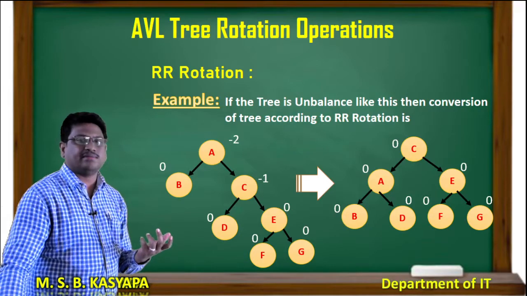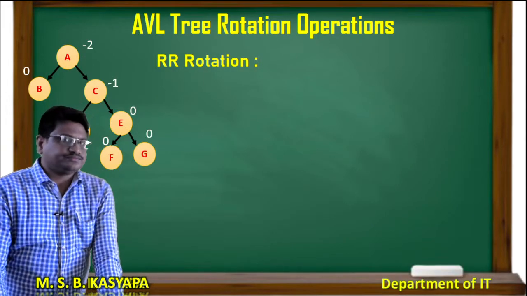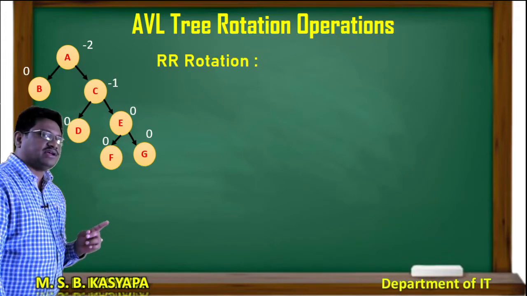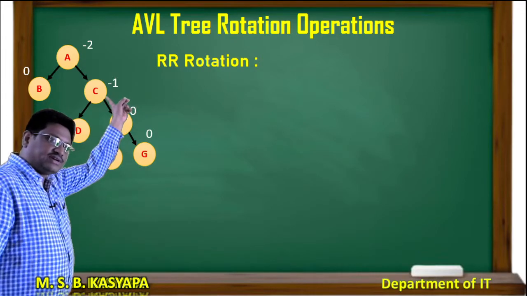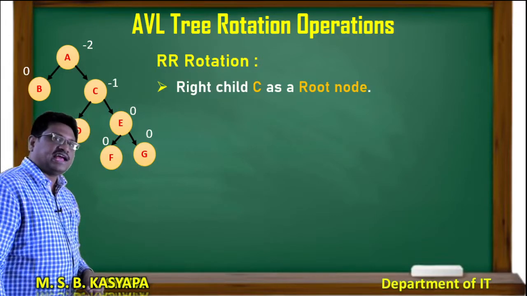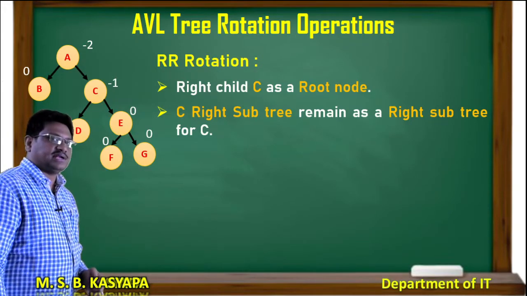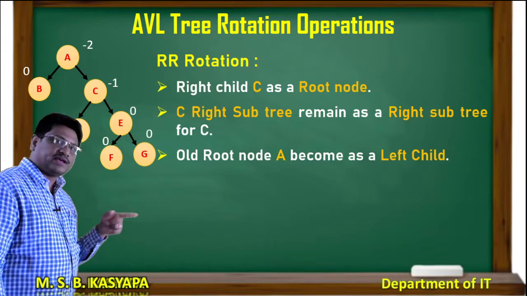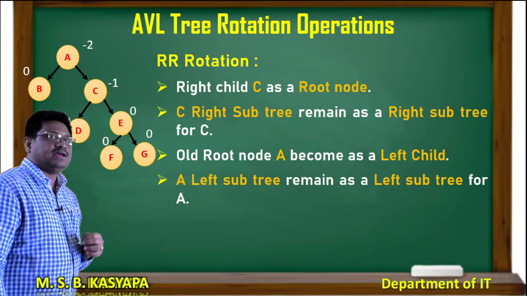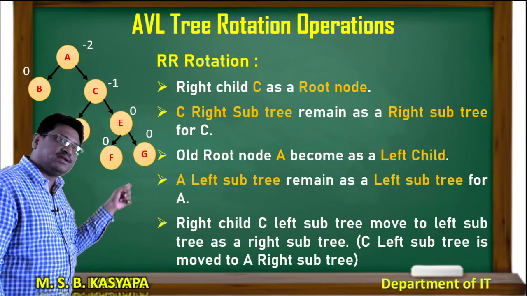Now, if you calculate the balance factors, they are 0. Okay. Now, once again let us review this process. Suppose I have a tree like this, what do I have to do first? The first right child C becomes the root node. If it has any right childs, the C right subtree remains as a right subtree. And A, the whole root node, becomes a left child. If it has any left subtree, it remains as a left subtree, and if the new root node has any left childs, they are moved to the left subtree as a right.